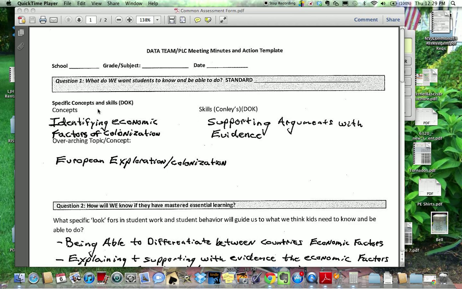Okay, core teachers, this is Mr. Galt, and I'm going to take you through our form that we're going to use for our common assessment cycle. This form is built around the professional learning community's 4 questions.